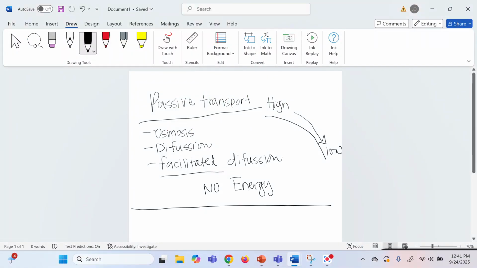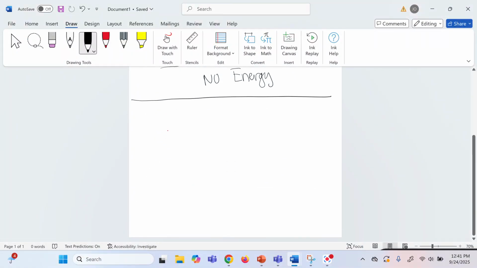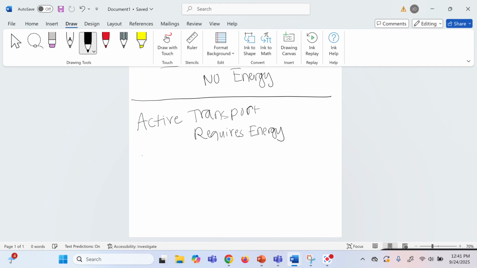Okay, so let's go back real quick to our Word document and look at active transport. Just, you know, if we were in the classroom, this is what I would write on the board. Active transport requires energy. Examples for active transport are going to be endocytosis and exocytosis.